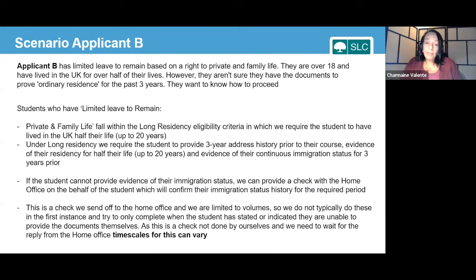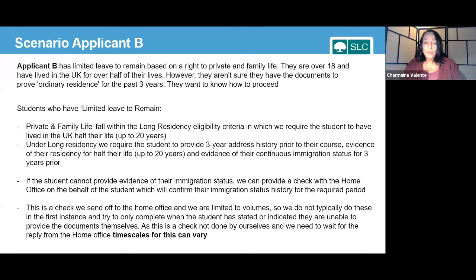So applicant B has limited leave to remain based on a right to private and family life. Now they're over the age of 18 and have lived in the UK for half their lives. However, they aren't sure if they have the right documents to prove ordinary residency for the 3 years. They want to know how to proceed. So private and family life fall into long residency, which is what I talked a little bit about earlier. You don't meet the other criteria, so could we look at another residency for you?